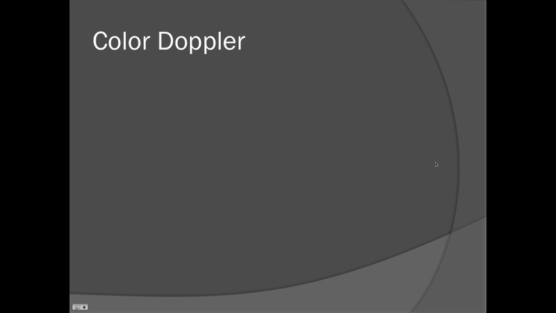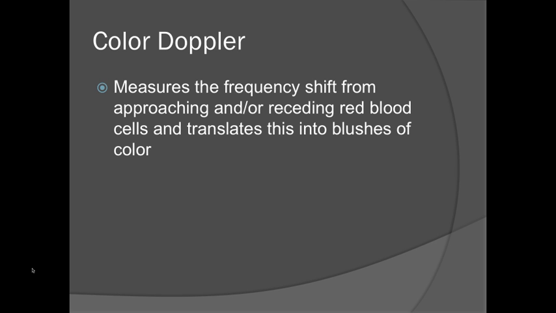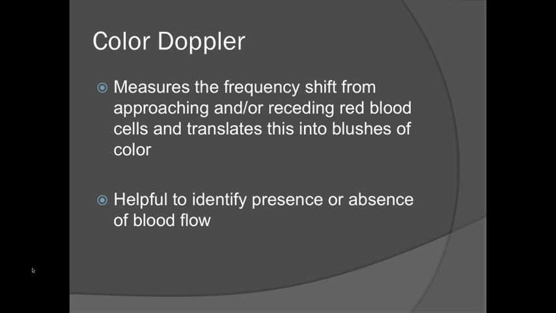So we'll talk a little bit about color Doppler and how that can be used in the evaluation of a DVT. Color Doppler is a way to measure the frequency shift from approaching and or receding red blood cells, and that gets translated into blushes of color that are blue and orange on your ultrasound screen. Usually there's a little box that you can maneuver around the screen and place over the vessel that you want to evaluate, and then you'll see these blushes of color come in if flow is present. It's helpful to identify whether absence or presence of blood flow is there.